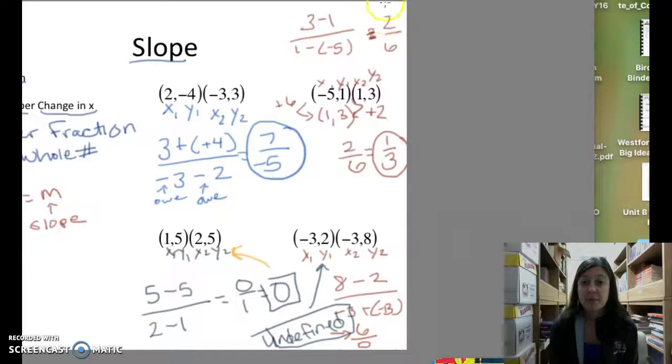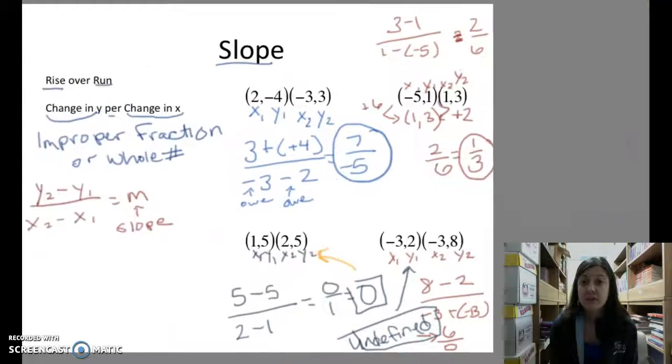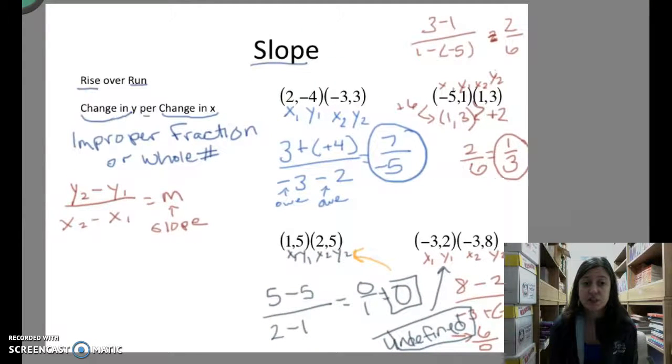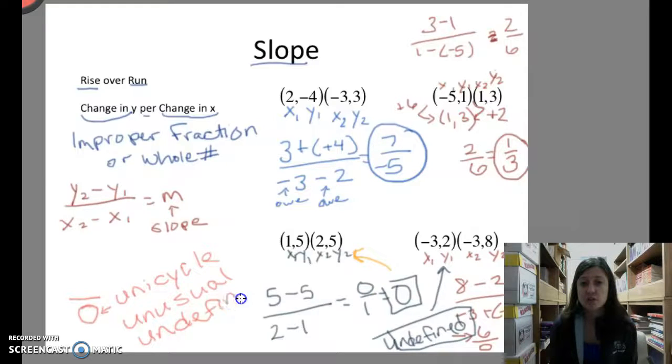Here's another way to remember that. If you have a 0 on the bottom, it kind of looks like a unicycle, right? If you have a number on top and a 0 on the bottom, it looks like a unicycle. And a unicycle is unusual. You don't usually see unicycles around, so it's undefined. Unicycle is unusual, so it's undefined. But a 0 on top is fine. It's just 0.